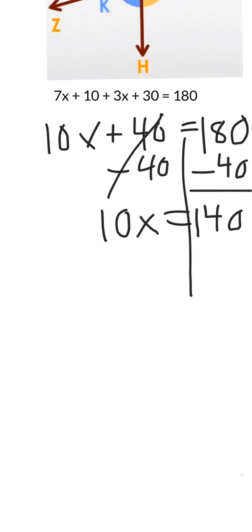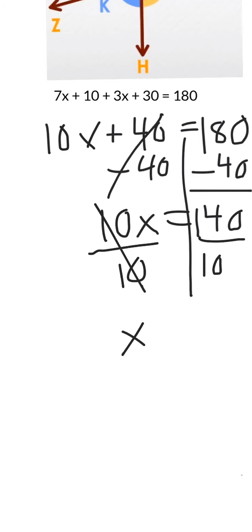So now at this point, we're going to divide by the coefficient in front of the variable, which is 10. So we're going to divide this by 10. The 10s will cancel out, leaving us with just x. And then we're going to divide the other side by 10. And 140 divided by 10 is going to give us 14. So that tells us that x equals 14.